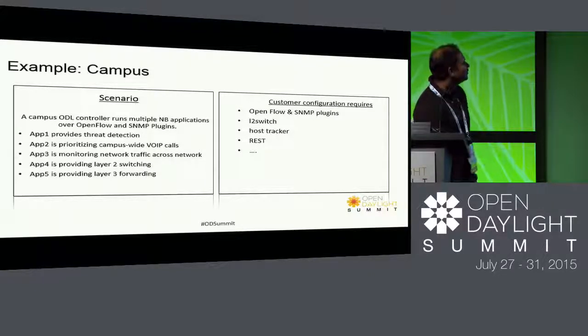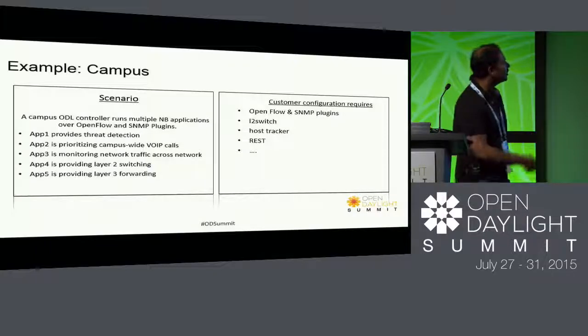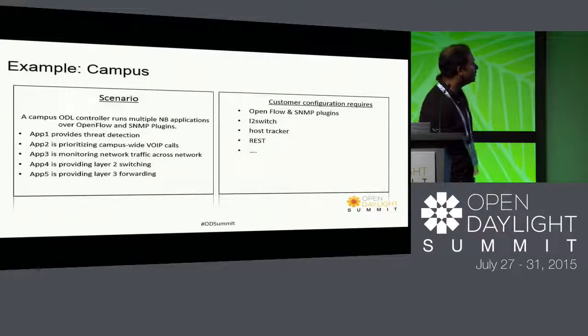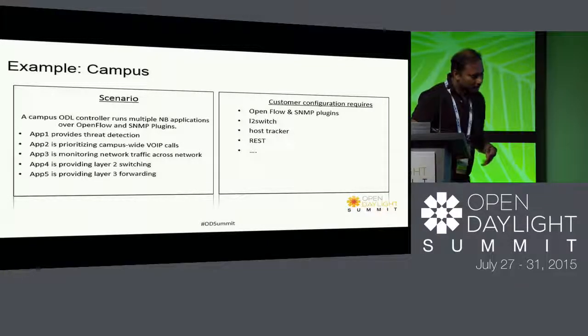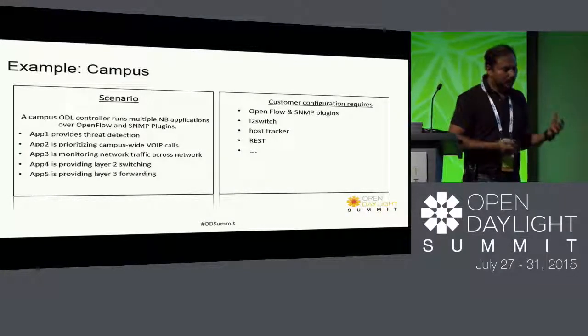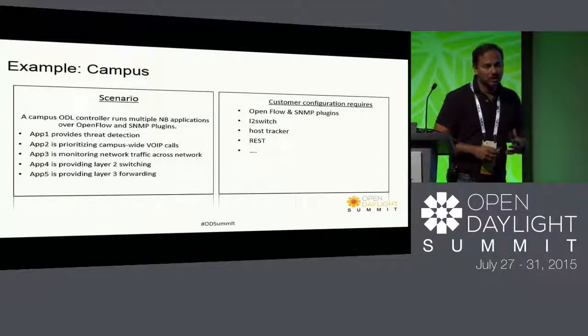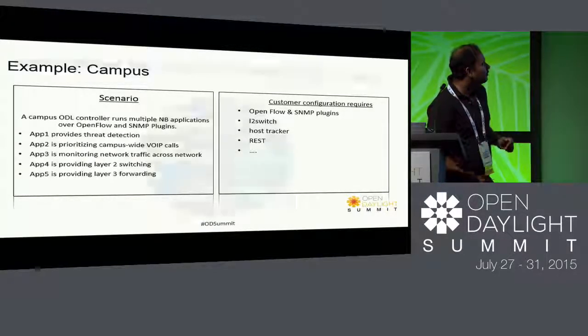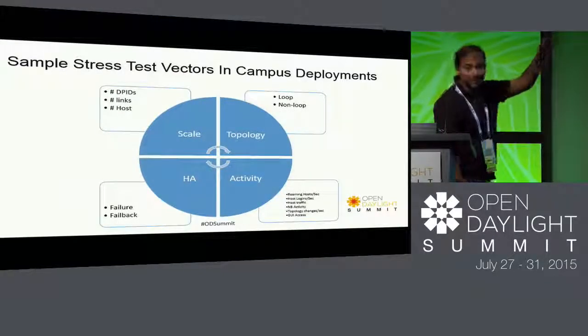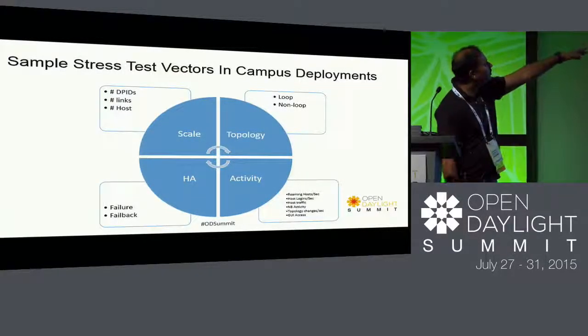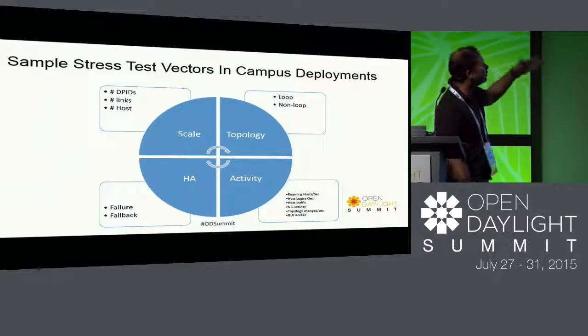So I just put up a campus scenario. Let's say we have a campus running some northbound applications. There are security apps, VoIP calls app, layer 2, layer 3 switching app. So what we're trying to do is understand what these apps are going to do with the controller, or what resources of the controller are going to be used, and then we come up with some test vectors. In this case, this is a very simple example.